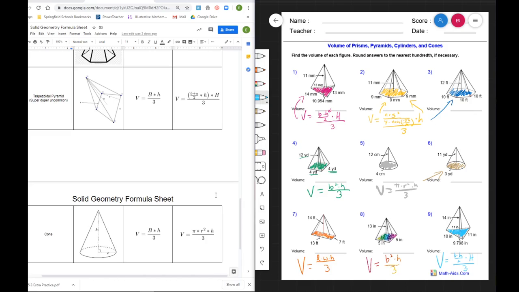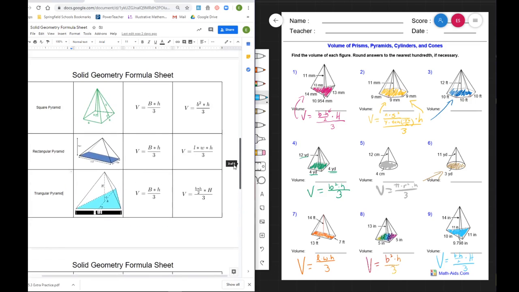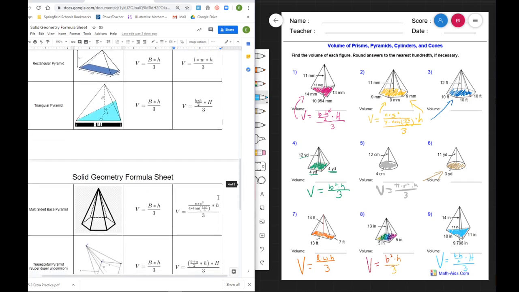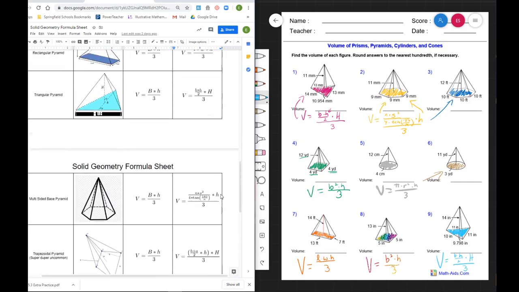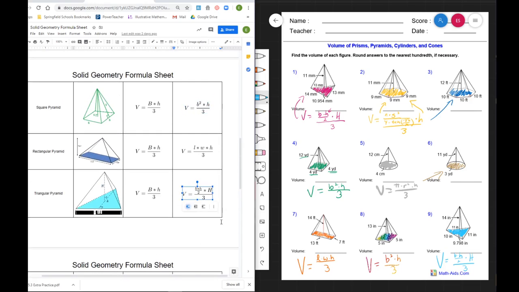Here's hoping this is what you came up with. Hopefully you saw that the base of number 7 was a rectangle, so you need to use the formula for a rectangular pyramid, which is length times width times height divided by 3. For number 8, the base was a square, so we needed to use our square pyramid formula, which is base squared times height divided by 3. For number 9, there was a triangle for the base, and our triangular formula is base times height over 2 times the height of the pyramid, divided by 3. Hopefully you were able to come up with those 3.